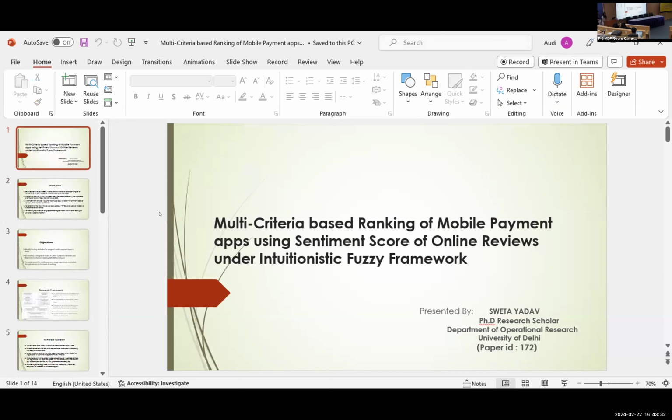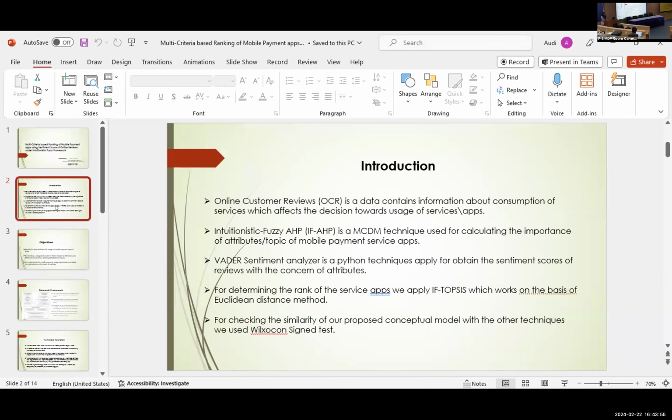Good evening, everyone. 6 minutes for presentation, 4 minutes for Q&A. Good evening, everyone. My name is Shweta Yadav. I am presenting my paper titled Multi-Criteria Based Ranking of Mobile Payments App Using Sentiment Score of Online Reviews under Intuitionistic Fuzzy Framework. Shweta, can you please put this in presentation mode?